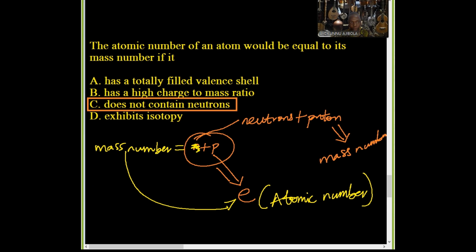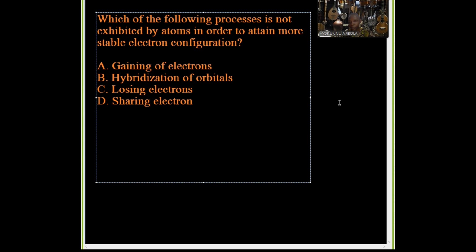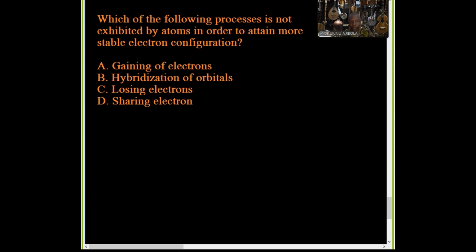Let's bring maybe one or two more questions. Who is answering the next question? Mercy, here's your question. Which of the following is not identified as a way to achieve more stable electronic configuration between the elements?